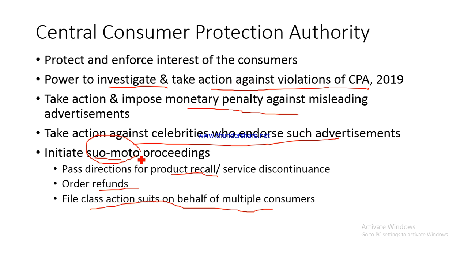Maybe it may so happen that they come across a news item, they come across some report on the defects in a particular product, and they can initiate suo motu action. They can order that particular product to be recalled, or if it is a service, they can order for the service to be discontinued. They can order refund by the seller to the consumers, and they can also file class action suits on behalf of the multiple consumers. So this is another innovation that the Consumer Protection Act 2019 has brought in.